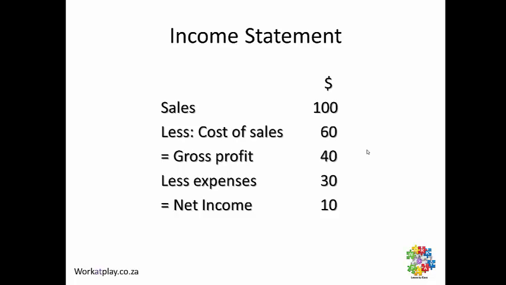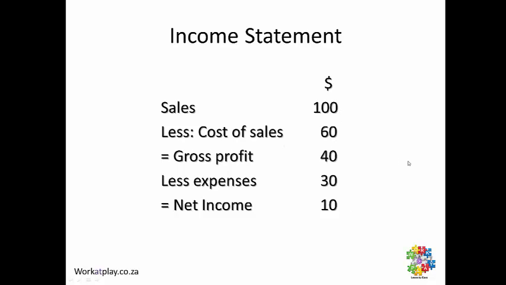This is really your basic income statement. It starts off with sales, less cost of sales gives you gross profit, less expenses gives you your net income. Now, when we say you take this, less this, gives you this.